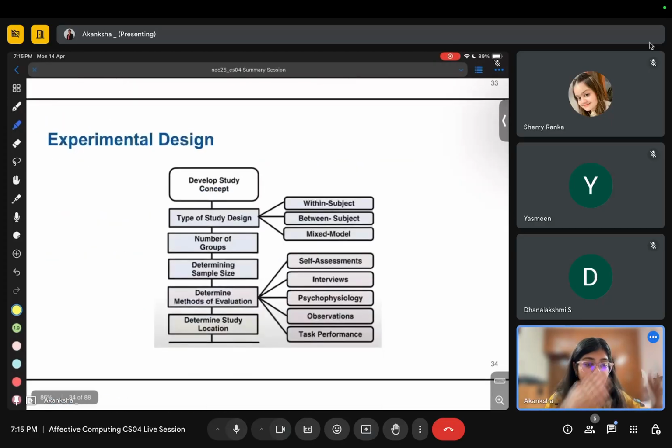Now just to summarize this, firstly we developed the study concept, okay, we looked at what we will do and why we are doing it. Then what is the type of study, within subject, between subject, like 50-50, or will you show both to all 100, or how will you do it. Number of groups, how many groups are you going to take. Let's say there are 3 different methods or 3 different modalities or 3 advertisements, then you will have to make 3 groups. So similarly, how many groups are you going to make.